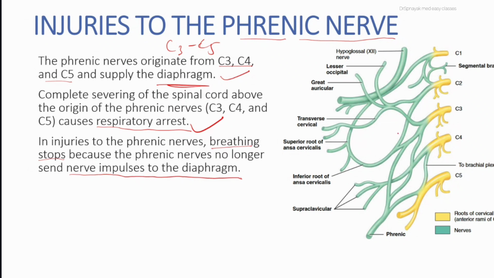This is an image of the cervical plexus. It is a network of various spinal nerves from C1 to C5. And these are the various nerves that are present in the cervical plexus. The hypoglossal, this is a cranial nerve. These are the spinal nerves: the lesser occipital, great auricular, transverse cervical, superior root of ansa cervicalis, and inferior root of ansa cervicalis. And this is the supraclavicular nerve. And this is the phrenic nerve, which supplies the diaphragm.